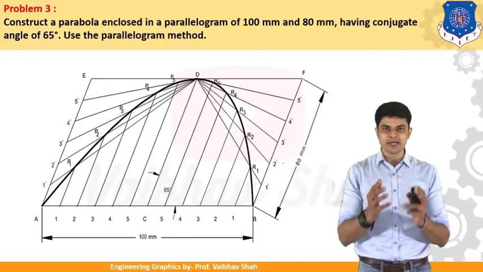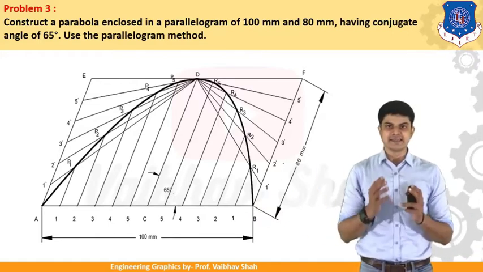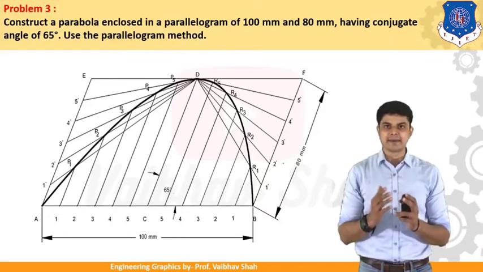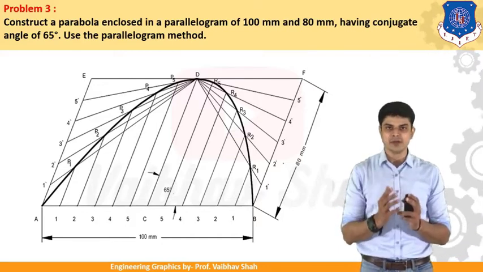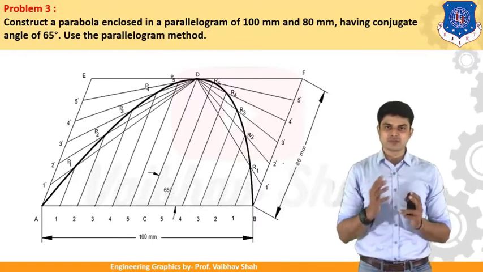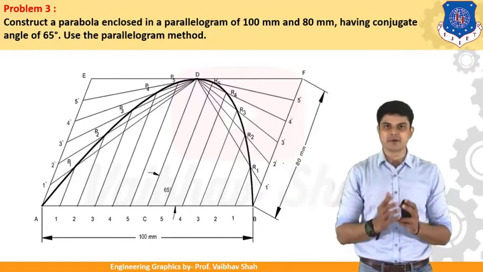Then you should find the midpoint of that horizontal line and define the point C as you can see. From point C you should draw a parallel line inclined at the same angle of 65 degrees, and you will have point D at the top. So point D would be nothing but your vertex, right? Then we should divide the inclined line into some number of equal parts.